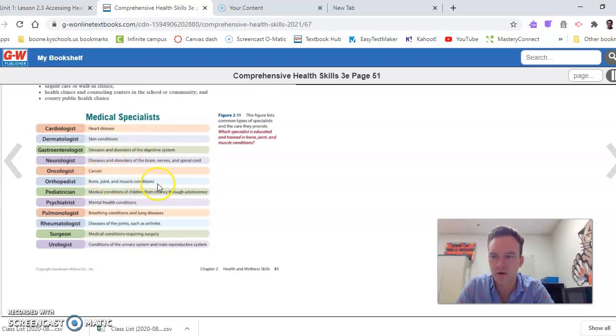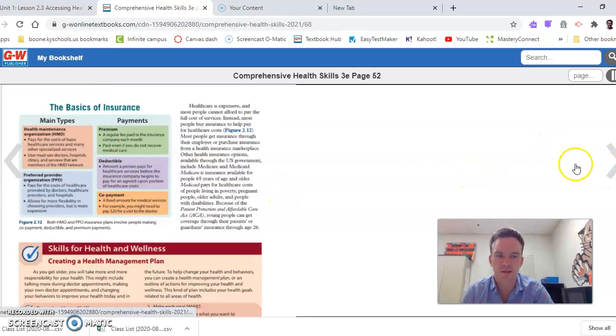Oncologist, cancer. Orthopedist, they're somebody that works with the bones, joints, and muscles. Psychiatrist, mental health conditions, so somebody facing depression would probably go see a psychiatrist. Surgeon, medical conditions, obviously requiring that person to cut into you, do some form of surgery, etc.